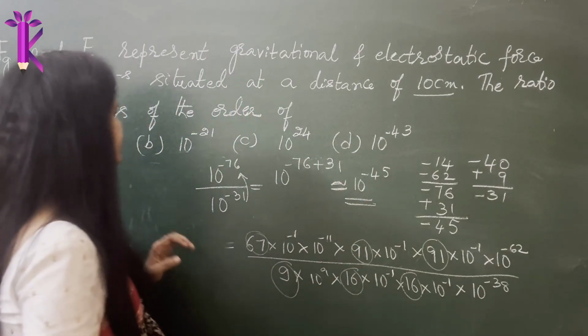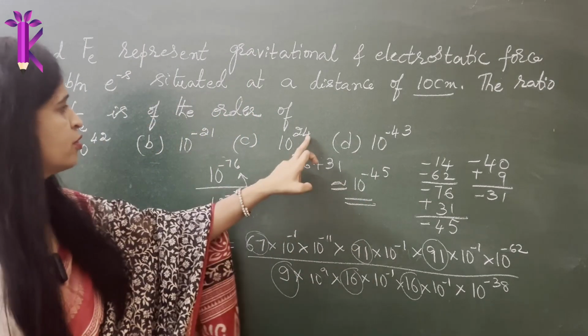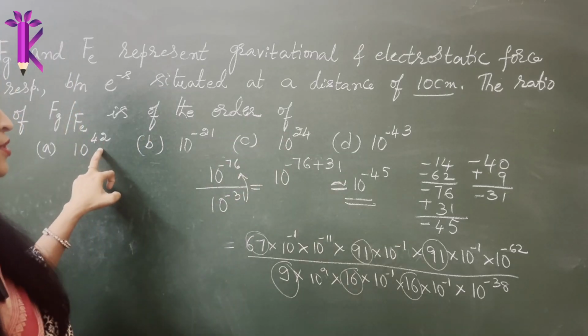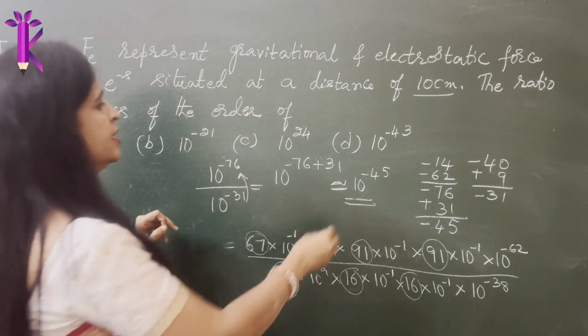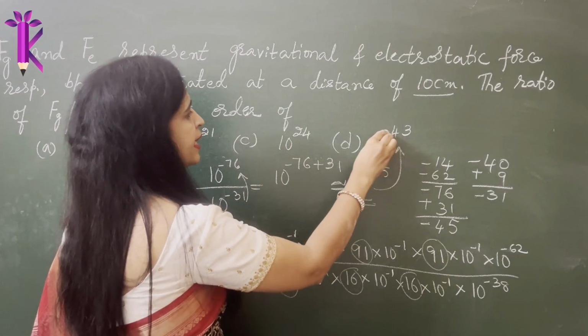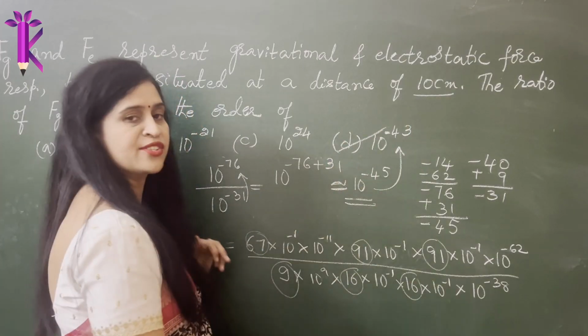So you have to find the closest value. Minus 21 is not close, 24 is not close, 42 is not close, it is plus 42. So the closest answer that you have is minus 43. So the option is option D.